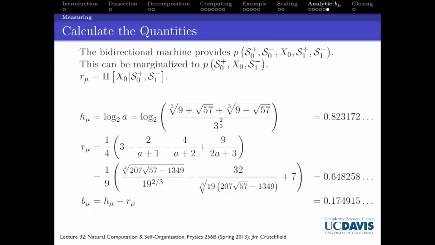So this construction, starting from the map and going all the way through, is a complete example of starting from essentially complete scratch a system that we're interested in and analytically finding all the information quantities that we associate with the dynamics and behavior of that system. So that's actually about it. So any questions?